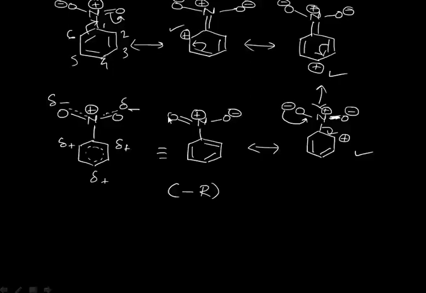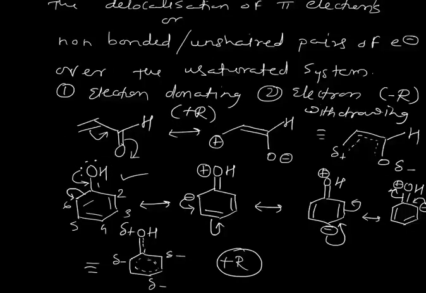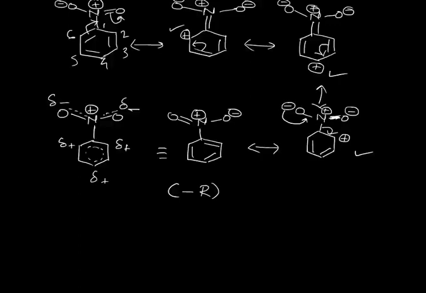To understand how the substituents are going to increase or decrease the electron density on the aromatic ring: here in phenol, the OH group is going to increase the electron density on the aromatic ring, and the NO2 group is going to decrease the electron density on the aromatic ring. We are just going to have some more examples of substituents that show plus R and minus R effects. So let's look at that.